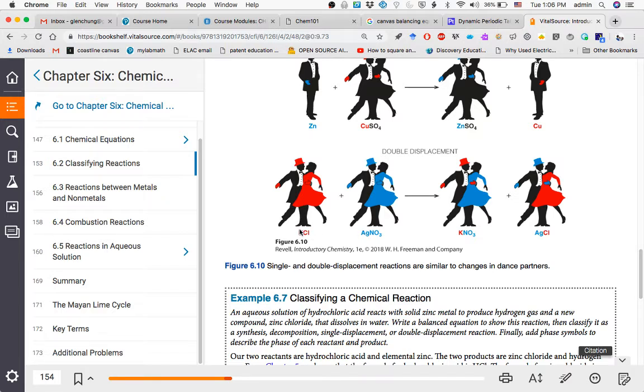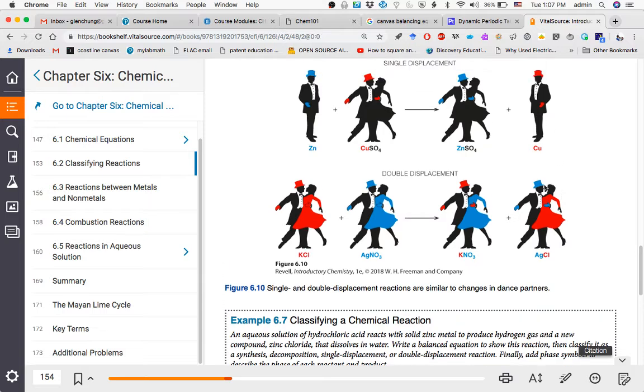this is the positive ion. This is the negative ion. And these ions switch. So this positive ion takes that negative ion. So now it's K with NO3. There it is, KNO3. What happened over here? This is a positive ion. This is the negative ion. So the positive ion switches negative ions with this couple, and so now it's AgCl. There it is, AgCl.